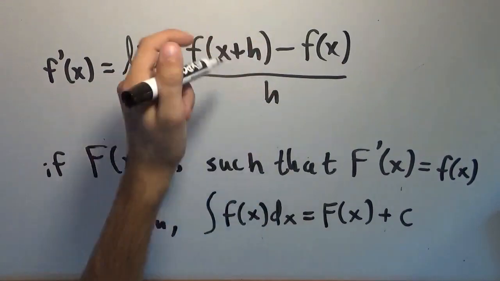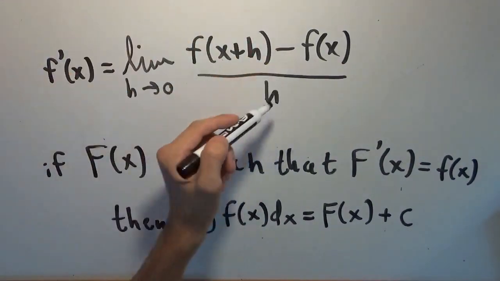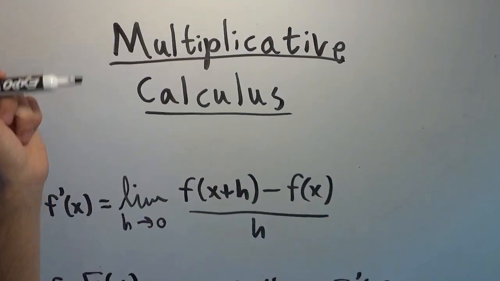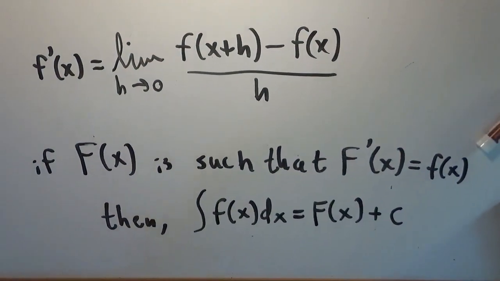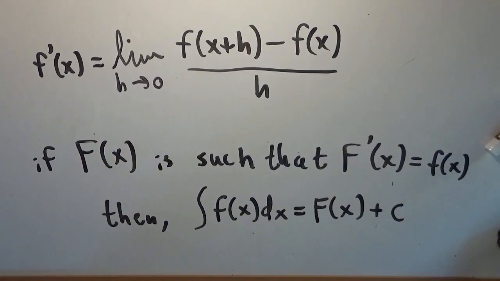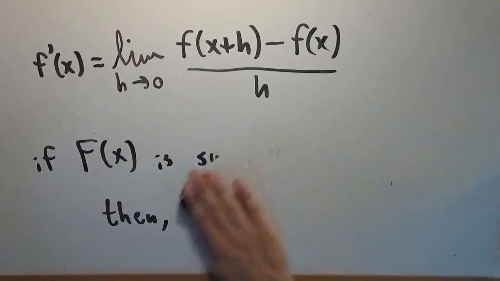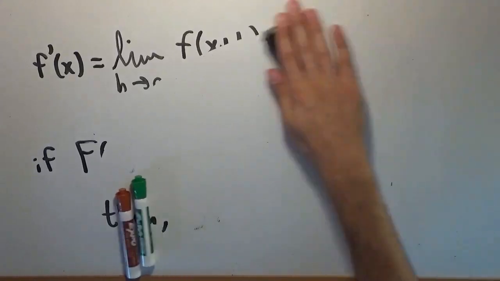But these are essentially additive, right? We're subtracting and we're dividing. We are summing over all of these values that are being multiplied together. But this is regular calculus. We want multiplicative calculus, as in products and powers, not subtraction and division and sums. We want products and powers. So let's erase this and let's get talking about the product versions of these things.